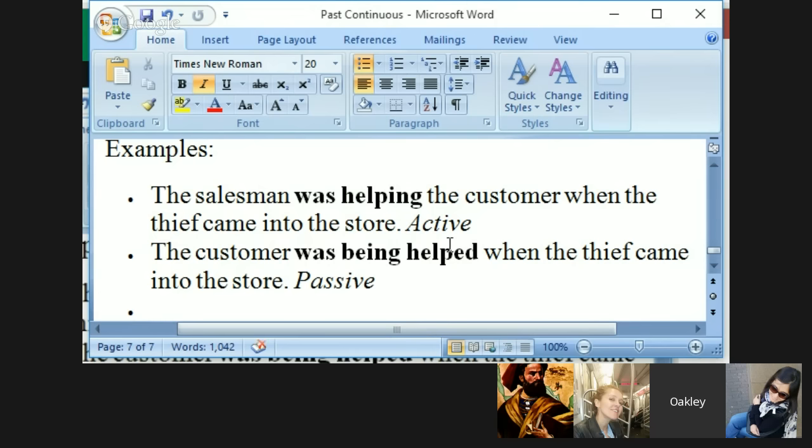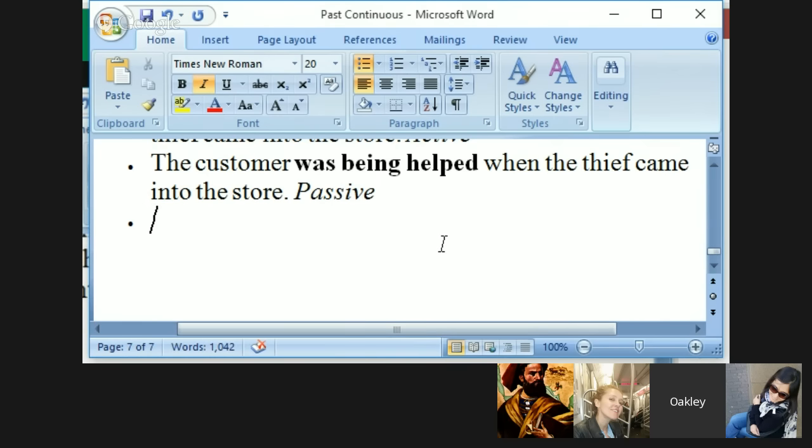Rebecca, you want to try a passive sentence? Yeah. Past continuous. Okay. The car is being washed by the children in the garden.